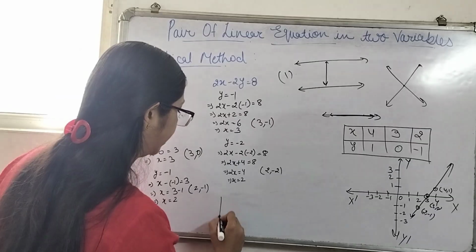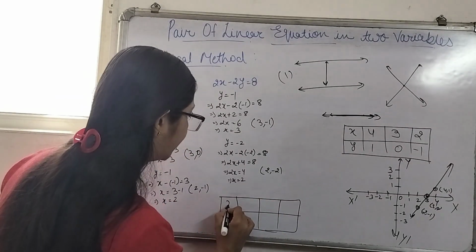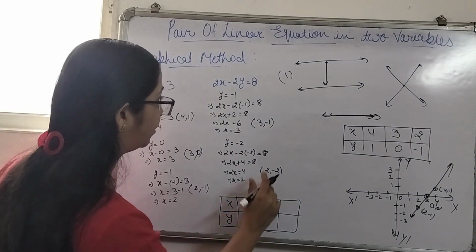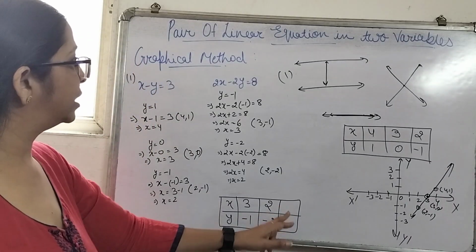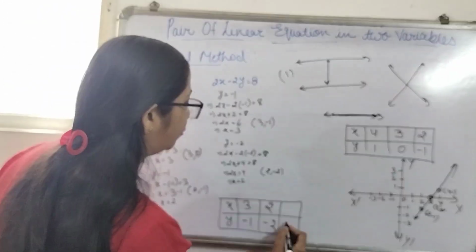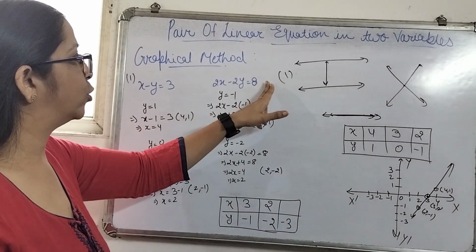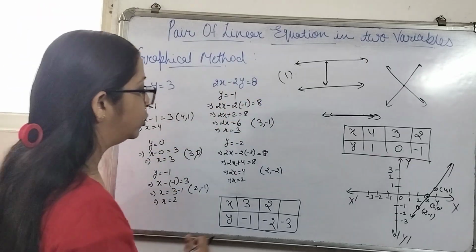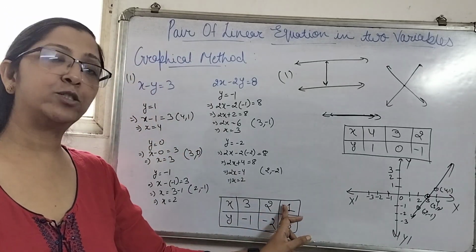Like this, I will be making another table, for x and for y. If the coordinate of x is 3, the coordinate of y will be minus 1. If it is 2, it will be minus 2. Similarly, we can find one more. If I take y equal to minus 3, it will become plus 6, and if it goes over there, it will become minus 6. That will be 2, and 2x is equivalent to 2. So x will be 1. If y is minus 3, the value of x will be 1.